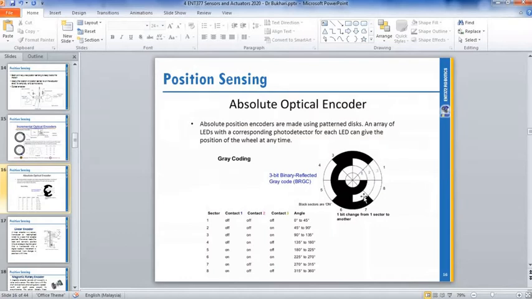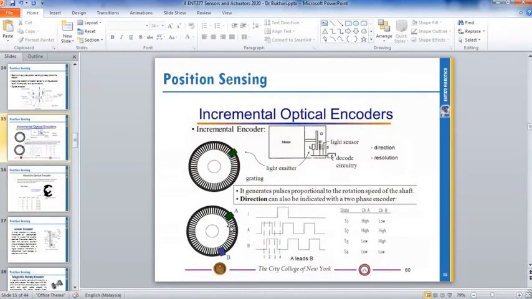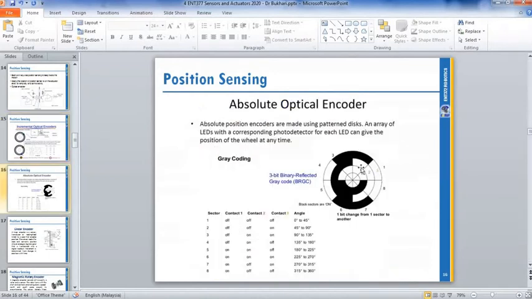How can this sensor, the absolute encoder, detect the position? The concept is similar to the incremental encoder, but for your absolute encoder, in this example you have 3 tracks. Each track has a sensor, so you have 3 sensors. And then you have 8 sectors. 8 sectors means that you have 8 positions.